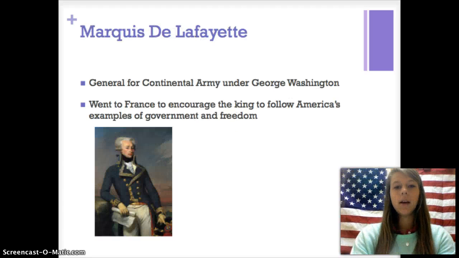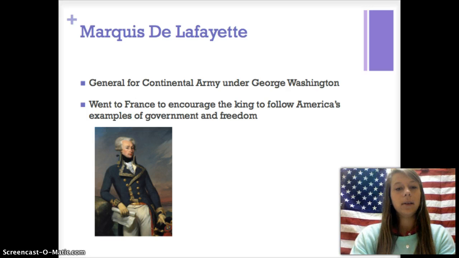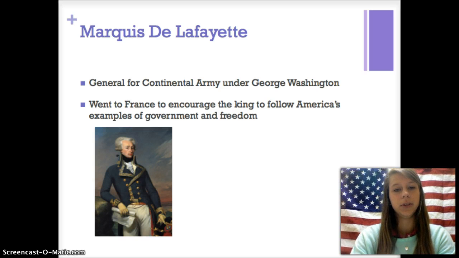The second person I'm going to talk about is Marquis de Lafayette. Marquis de Lafayette was a Frenchman who served as a major general for the Continental Army under George Washington during the American Revolution.